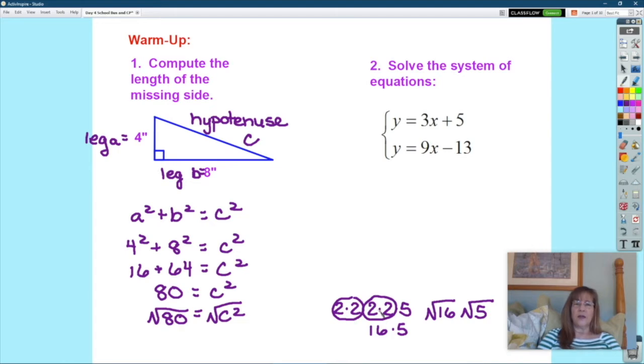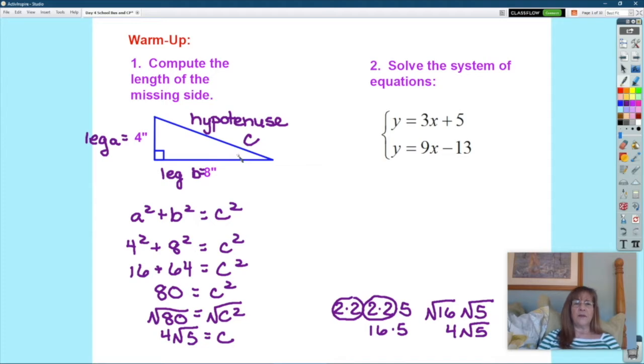I could have done a 4 and a 4 and said 4 squared. So this is the square root of 16, which is 4, times the square root of 5. This is actually the perfect answer. 4 times the square root of 5 equals C, but we want an approximation.